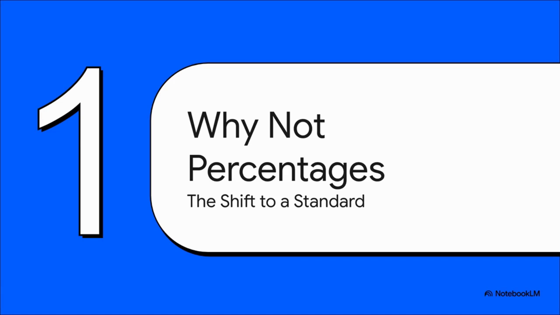Okay, so first things first, why did universities all over the world ditch the simple percentage system we all grew up with? Well, the goal wasn't to make your life more complicated, I promise. It was actually to create a standard for academic achievement that was fair and easier to compare.